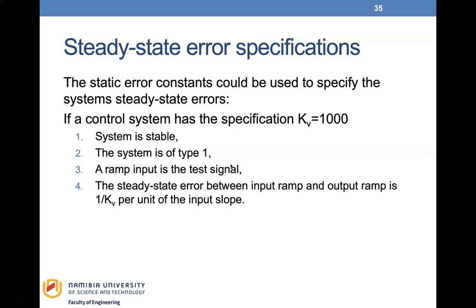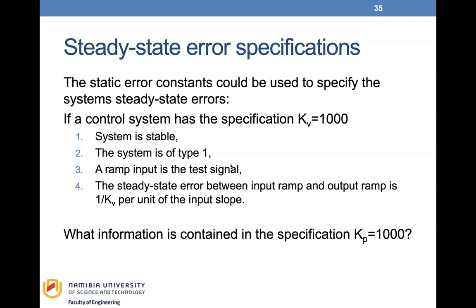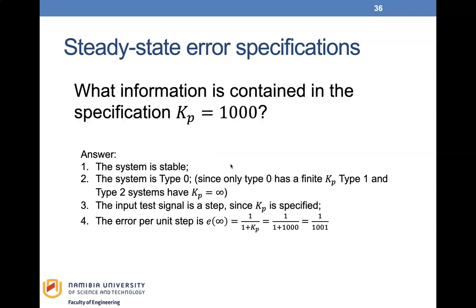And four, the steady state error between input ramp and output ramp is 1 over Kv per unit of the input slope. Now, let us consider the specification Kp equals 100. What information can we get from this specification? Try answering it before looking at the results, which is in the next slide. Well, if you get the following information, congratulations.